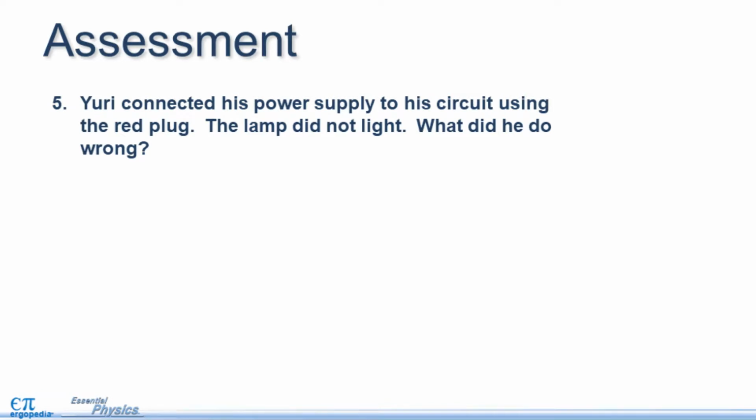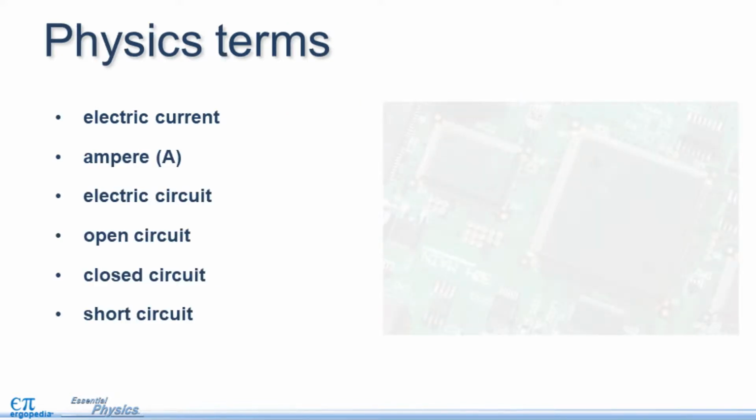Number 5. Yuri connected his power supply to a circuit using the red plug. The lamp did not light. What did he do wrong? Pause the video and answer this question in your notebook now. Here are the physics terms for this lecture segment: electric current, ampere, electric circuit, open circuit, closed circuit, short circuit.